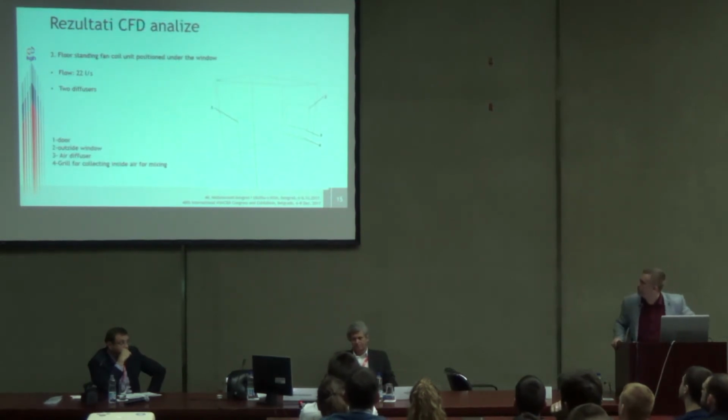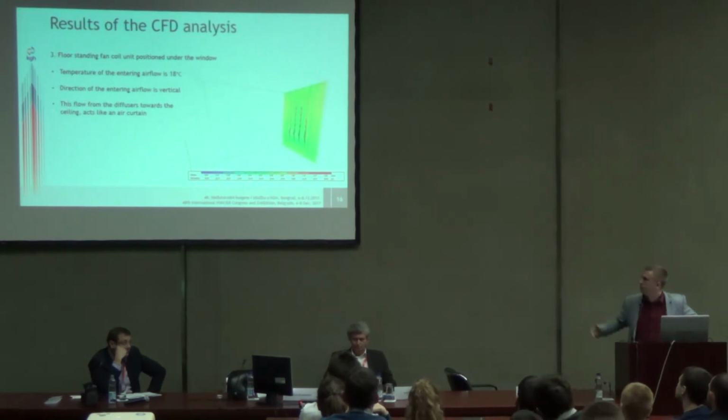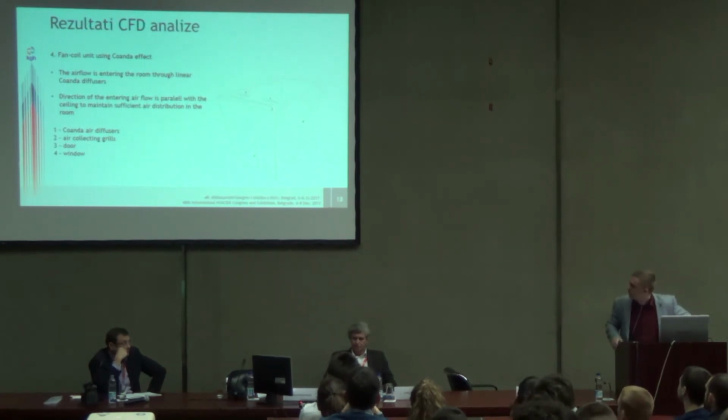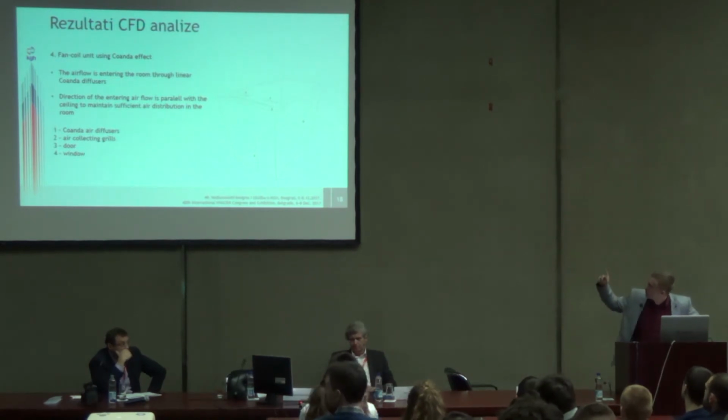The next solution was the floor standing fan coil unit. You can see the wire model of the room and the results. The airflow which leaves the fan coil unit acts like an air curtain or air wall and prevents the heat from entering the room and keeps it cool, and the air distribution, as you can see in the picture, is pretty homogeneous. So we don't have parts which are hotter than the others.